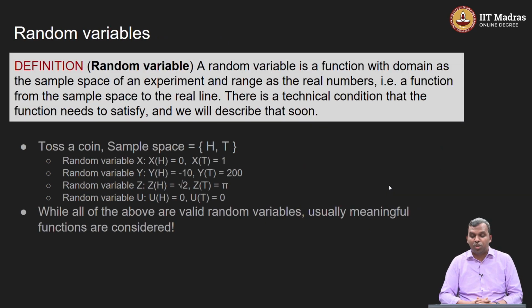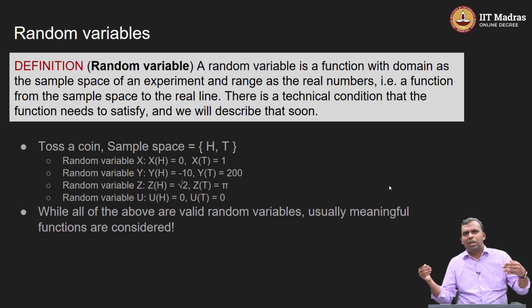Okay, so here's the definition of a random variable. If you remember, we have a probability space, where there's an experiment and there are outcomes. And there's a sample space which contains all the outcomes, a set of all possible outcomes. Typically this is the definition: a random variable is a function with domain as the sample space of the experiment, and the range is the set of real numbers. Okay, so it takes the outcome to a number.